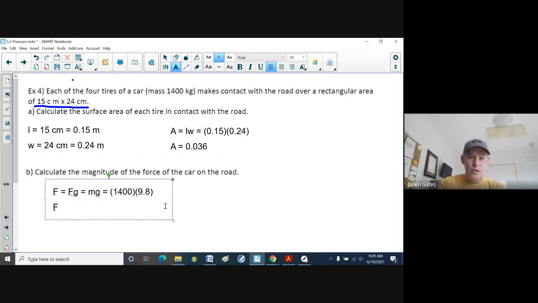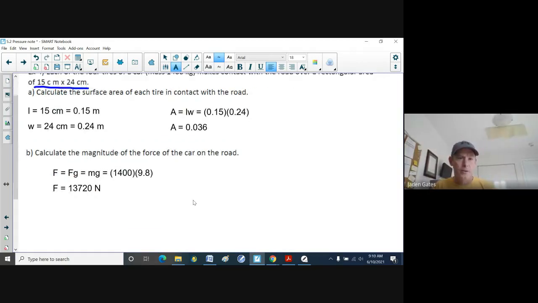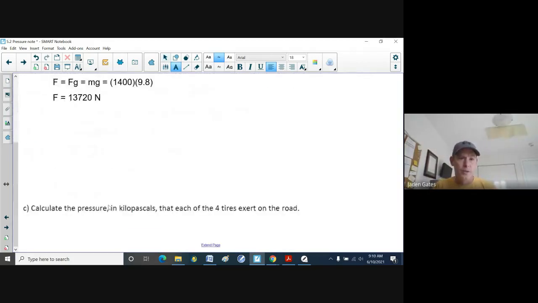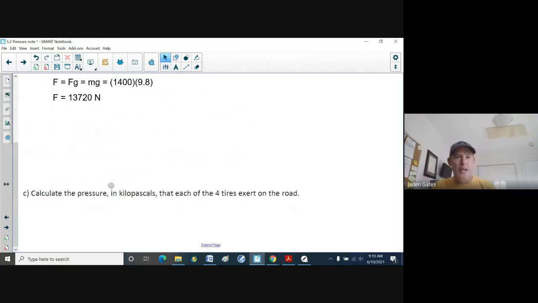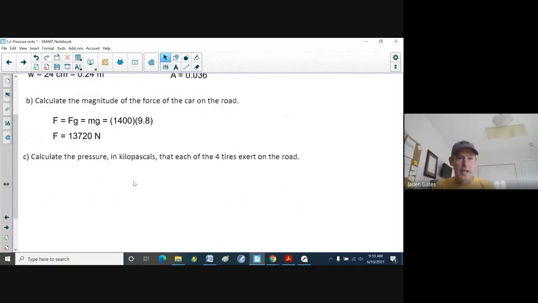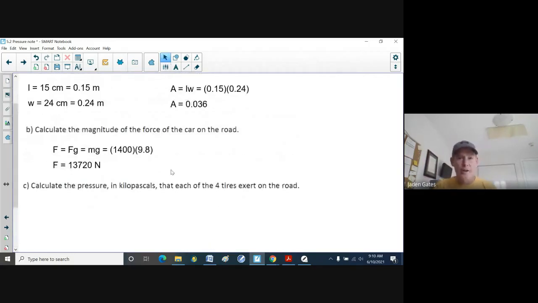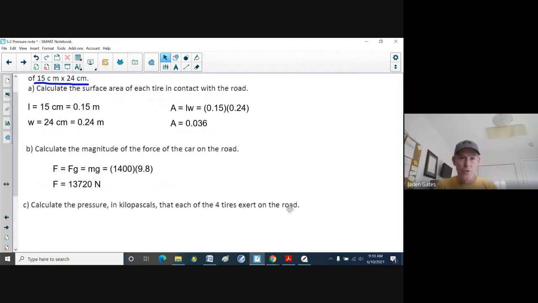And so I calculate the force. This time we have to calculate both. I multiply those two, and 13,720 newtons is the weight of the car. Now, calculate the pressure in kilopascals that each of the 4 tires exert on the road.